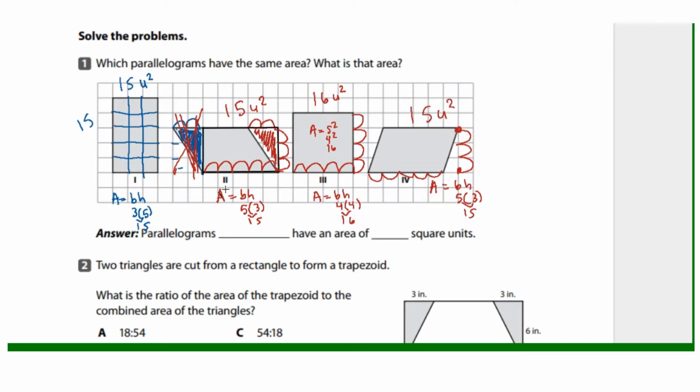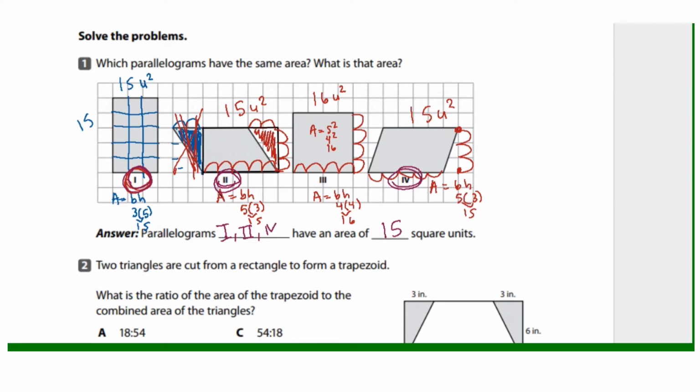So parallelograms 1, 2, and 4 have an area of 15 square units. So I'm going to write 1, 2, and 4. And that's my answer there.